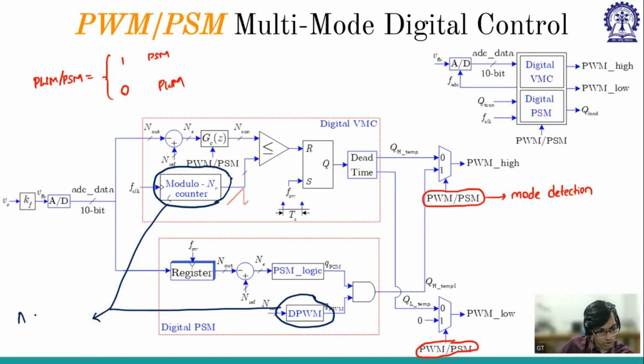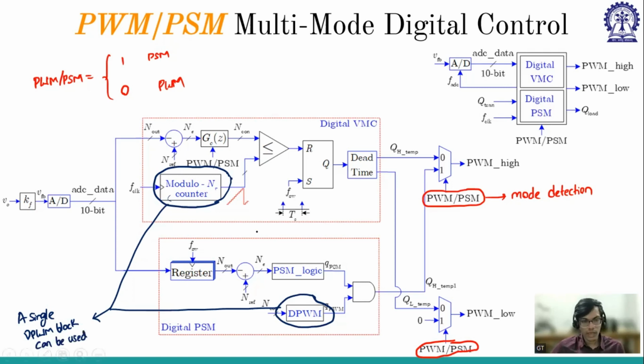It can be used to reduce the cost, or when we say cost, the number of resources being used in FPGA, or if you go to ASIC. So we can use a single counter, so that it can be either PWM or PSM. Both will not be working at a time. Either it will work for PWM or it will work for PSM. So we can use a single DPWM block.